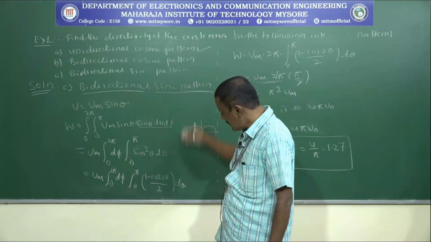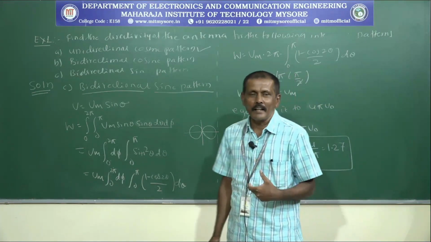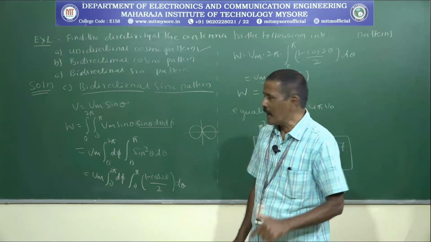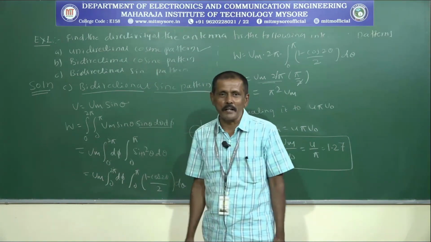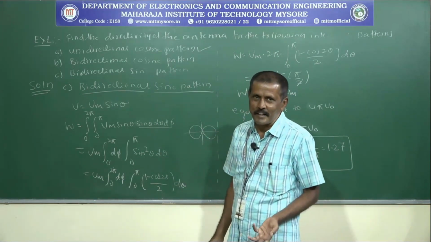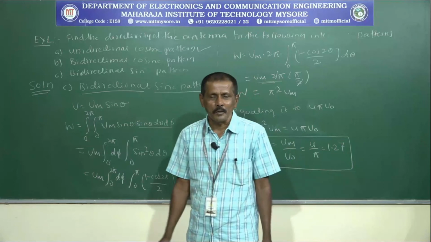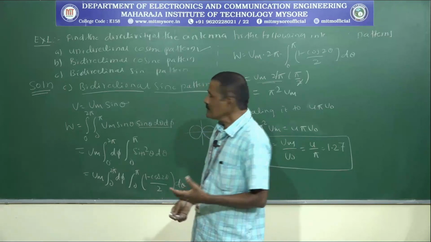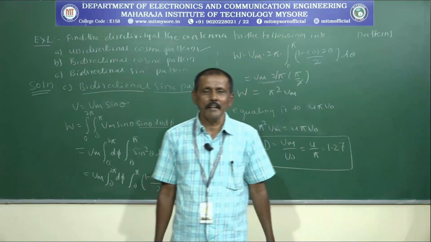If you closely observe all these three cases, depending upon whether the antenna pattern is unidirectional, bidirectional, sine pattern or cosine pattern, the directivity changes. For the unidirectional cosine pattern, you got the directivity as 4. For the bidirectional cosine pattern, you got the directivity as 2. And for the bidirectional sine pattern, you got the directivity as 1.27. It means that whatever type of pattern you have from the antenna, the directivity will change accordingly.